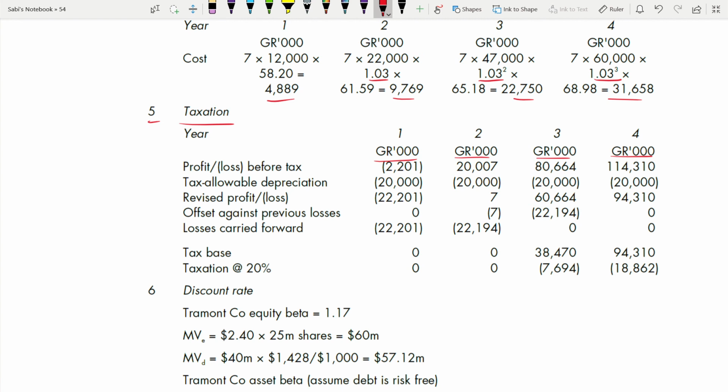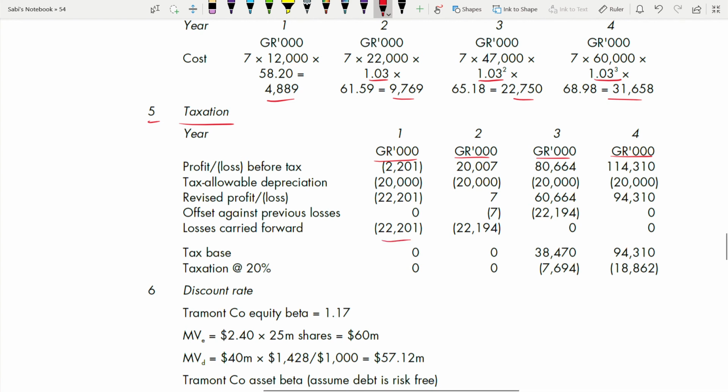Coming to year 2. That 22,201 has to be offset against future profit. In the second year you already have 7 profit. That means that 7 will be fully offset against the previous losses. 7 will go. Now what is left? From 22,201 minus 7, it is 22,194. How much can be offset in the third year? This whole thing can be set off in year 3 because we have a huge amount of profit. So no losses will be carried forward in year 3.